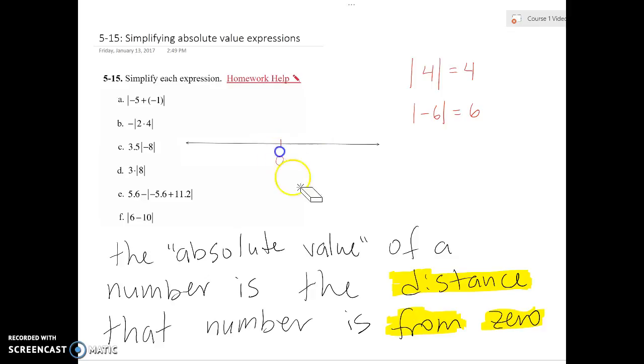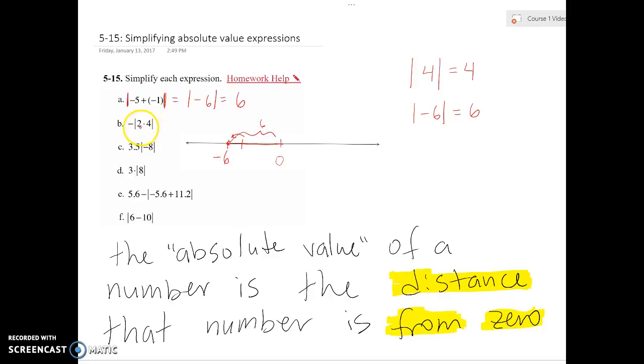So when I see the absolute value, I'm going to think the distance. So how far away from 0 is negative 5 plus negative 1? So if I'm at negative 5 and I add 1 negative, so I go to negative 6 here. Well, we just did that one. So I'm at negative 6, and I'm asking how far away is that from 0? How far away is negative 6 from 0? And that's 6 units away.